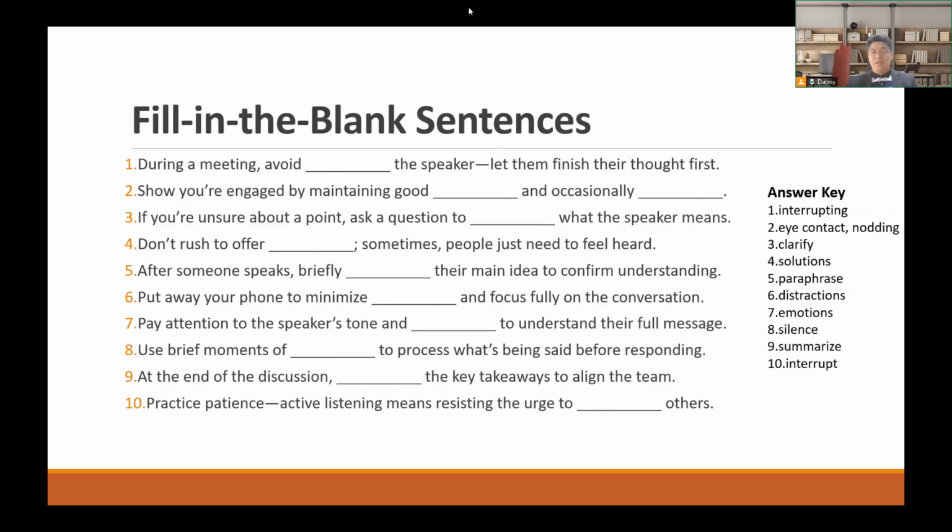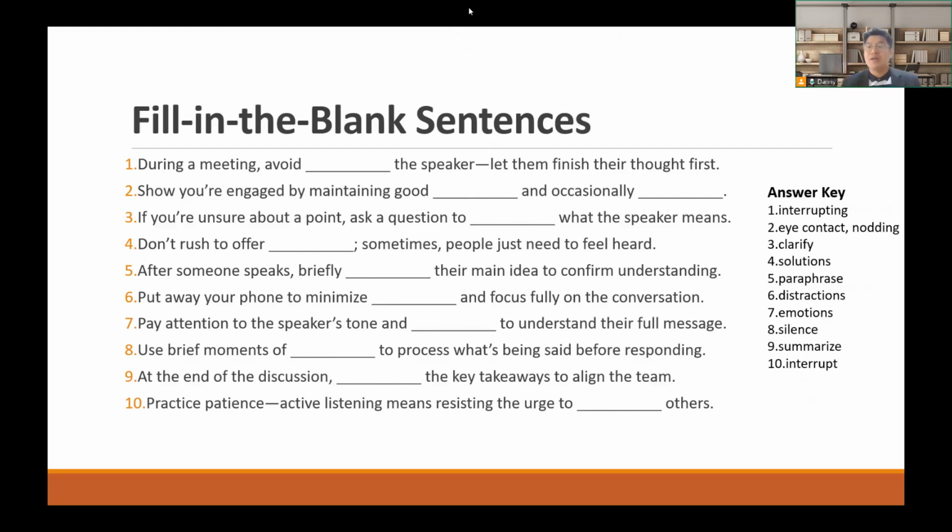Okay, everybody. After the 5 minutes of exercise, I guess you have your answers, and now let's check the answer key together. Number one: during the meeting, avoid interrupting the speaker. You should let them finish their thought first. Interruption is not a good idea, but sometimes you can have some polite interruption, but pay attention to the timing and to the tone, right?